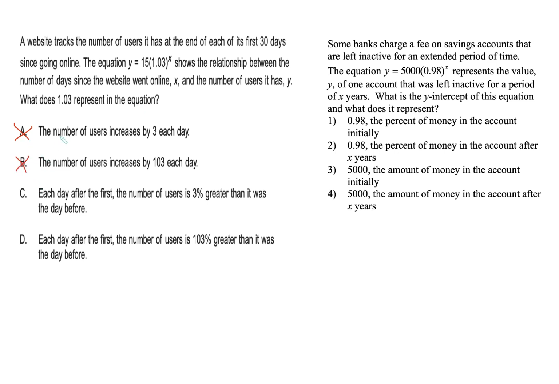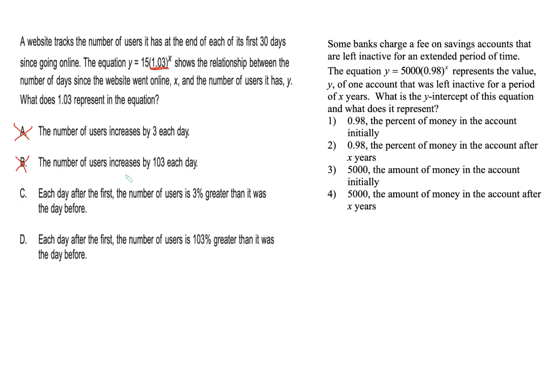As A states the number of users is increasing by 3 each day, and B says the number of users are increasing by 103. You must increase or decrease by 8%. So your answer is either C or D.